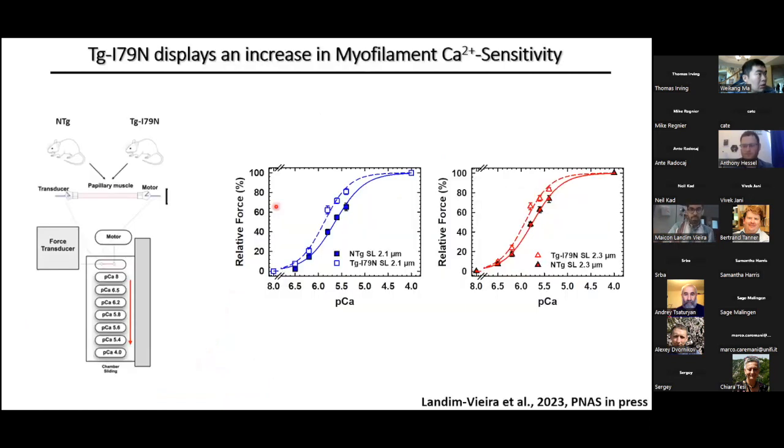parameters. So the first thing that we observed was that the I79N displays an increase in myofilament calcium sensitivity at both sarcomere lengths tested. I'm talking about 2.1 micrometer sarcomere length and also 2.3. And that's because we observed a leftward shift in the pCa-force curve at 2.1 and 2.3.